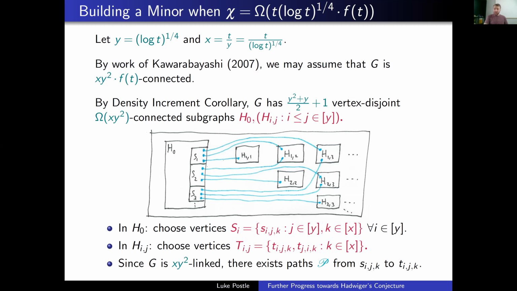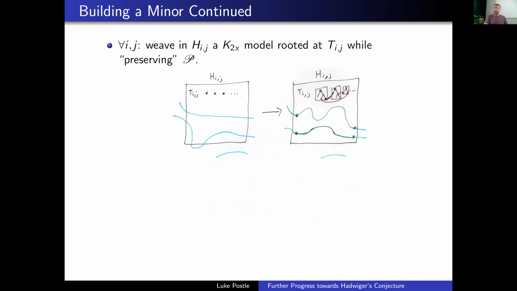So how do we actually do that? Well, now that we have these paths, we can finish by, in each little square, we'll weave a K2X model on the tij's. And it's important, though, that we preserve P. So we can do this weaving because we're xy squared connected. We have this by the Norin-Song weaving theorem. We can do that while even preserving an xy squared number of paths.